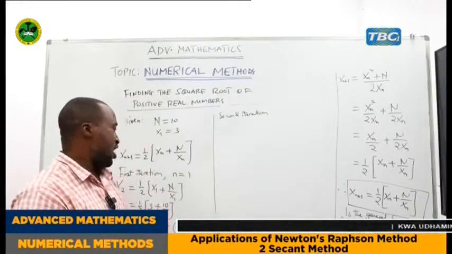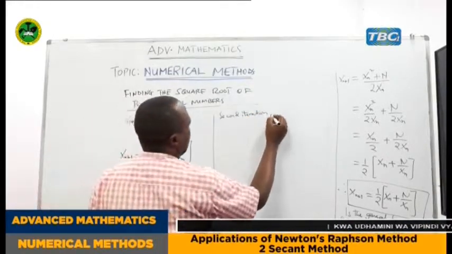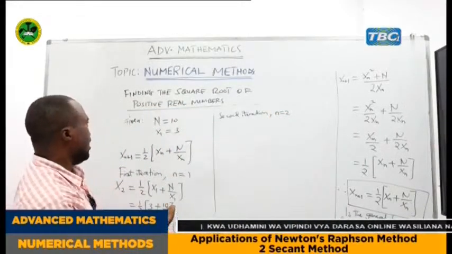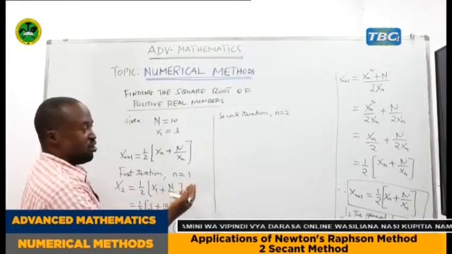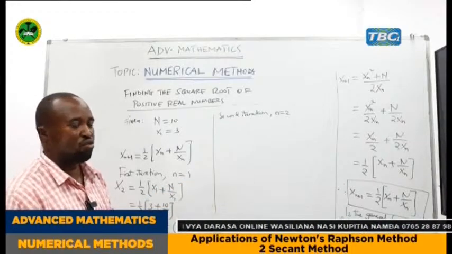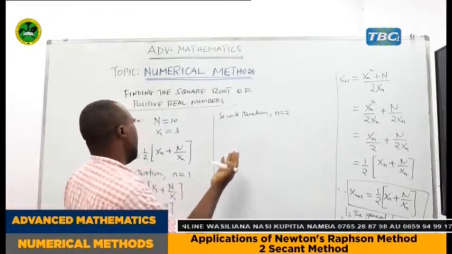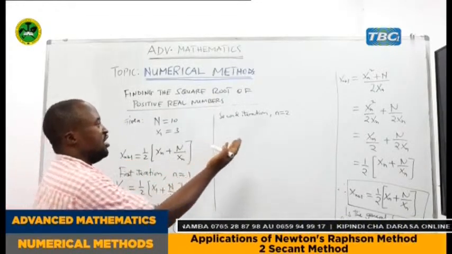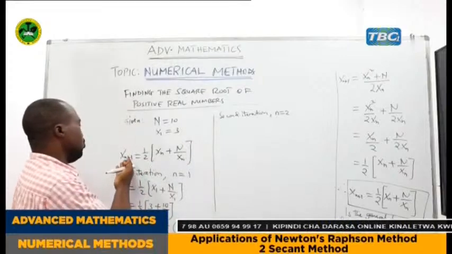This time we say n is equal to 2. Remember, for the first iteration, n was 1. So this time we have n is equal to 2, so we substitute 2 in our general formula. So that is n plus 1. Our n is 2, so it is 2 plus 1.